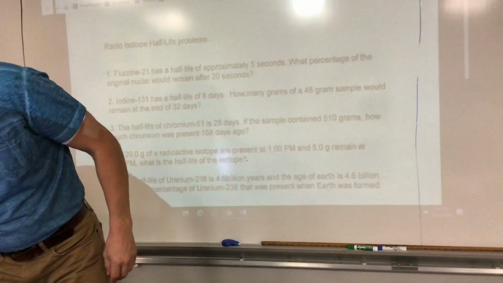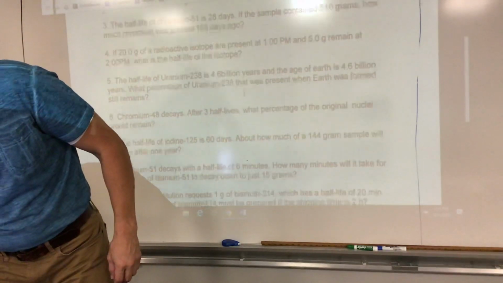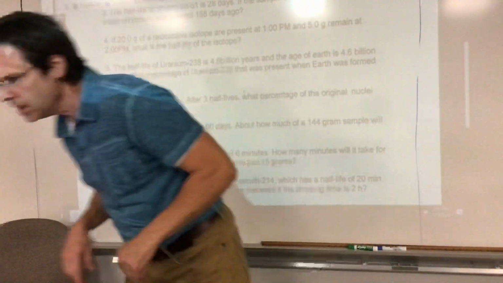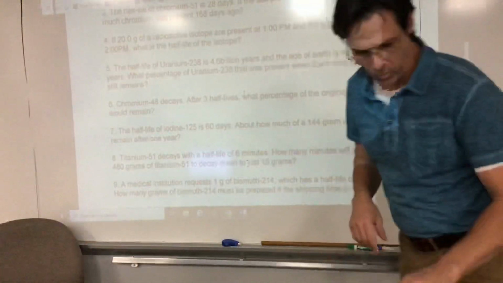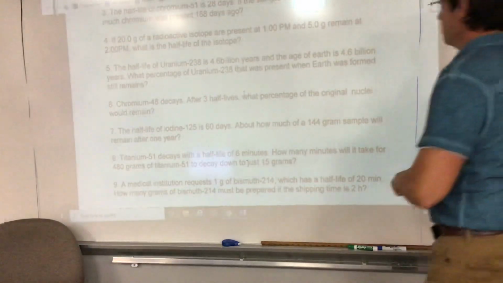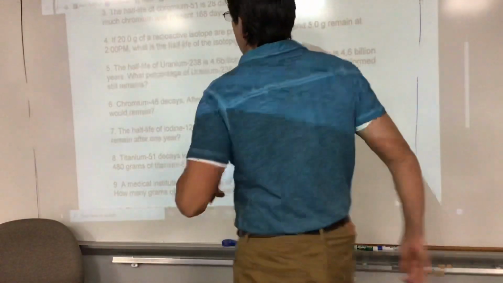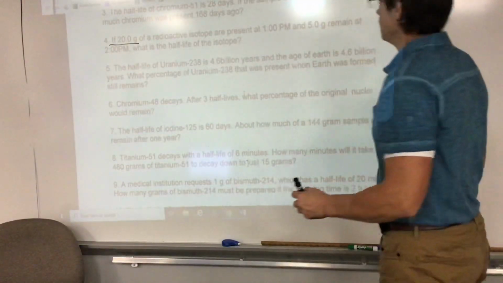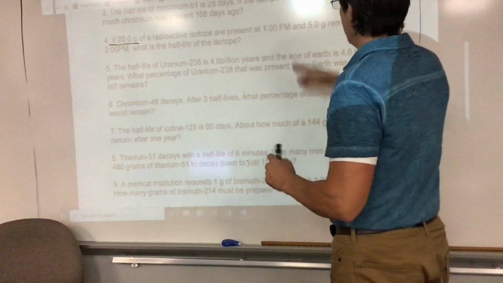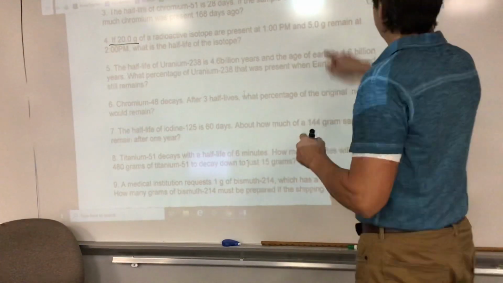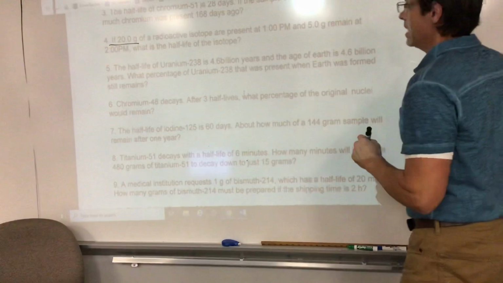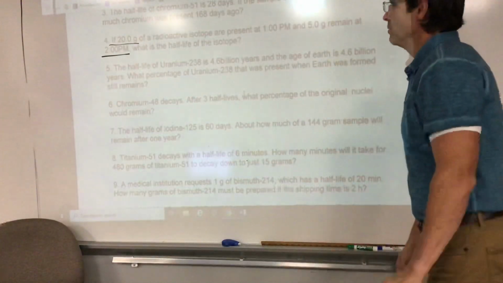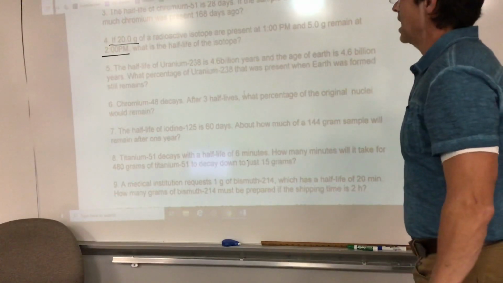I'm going to scoot up my bar here so it moves up closer on the screen. Okay, number 4. This one's about time. If I had 20 grams of radioactive isotope present at 1 p.m., and 5 grams remain at 2 p.m., that is a whopping 1 hour later. So what is the half-life of this isotope?